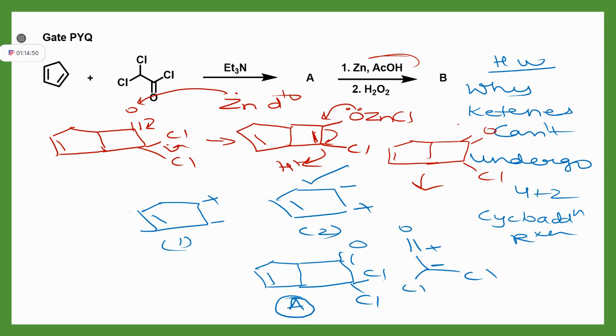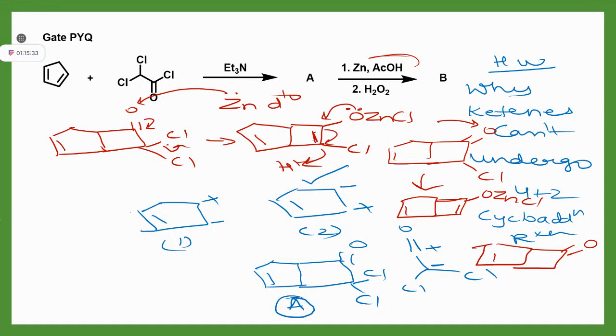Yes, ma'am. Now again zinc, see, this is a good problem. This is from one of the suggested books for GATE. I have taken from there. So zinc again will donate its electron density here. It will become OZnCl and again it will knock off one chlorine. Okay. And at last after hydrolysis it will become this. So in total, what has zinc acetic acid condition done? Dehalogenation. Zinc acetic acid condition has removed these two chlorine atoms.